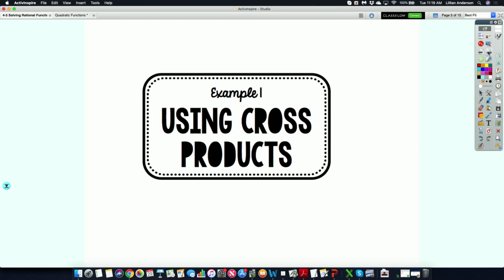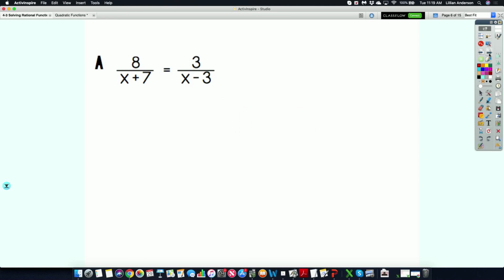So the first type, the tip is you want to use cross products, okay? If you end up getting one rational expression equal to another rational expression, this is basically a proportion. A long time ago, you had problems like x over 2 equals 3 over 7. How did you solve these? You would multiply like this, right? 7 times x equals 2 times 3. It hasn't changed just because now we have expressions. You do the exact same thing. That's what it means to use cross products.